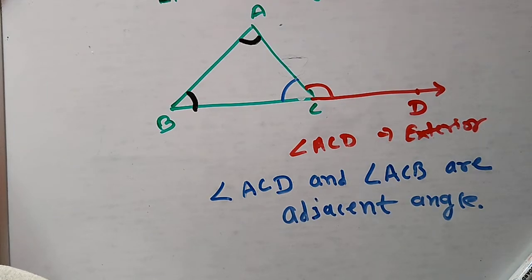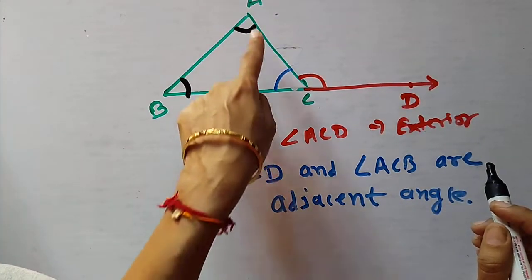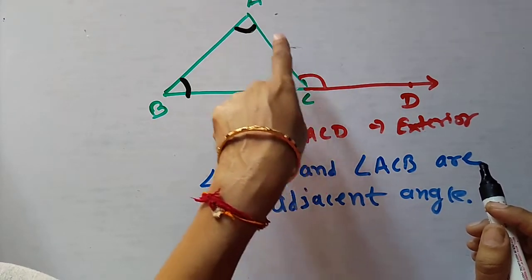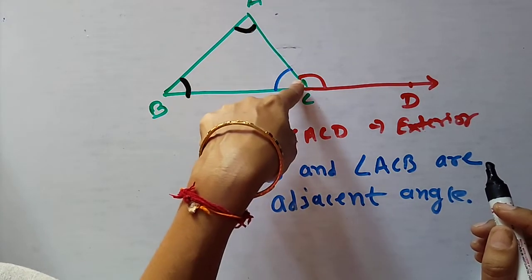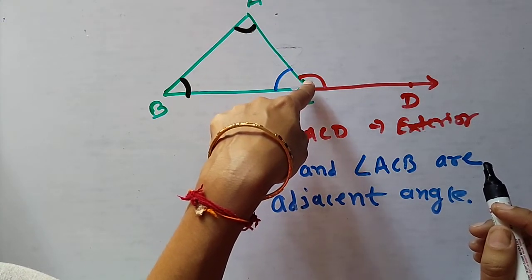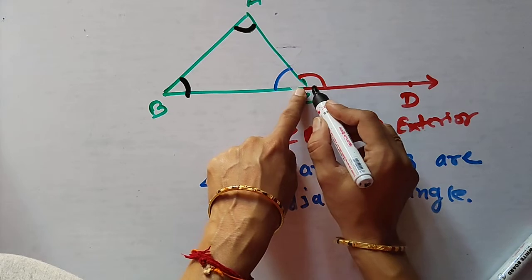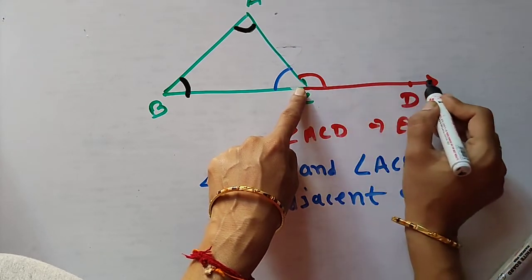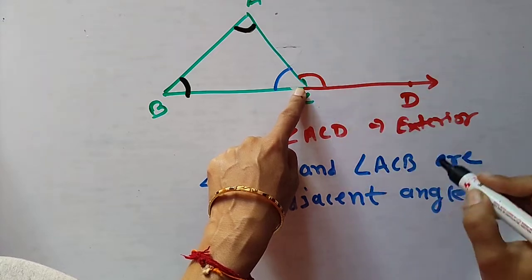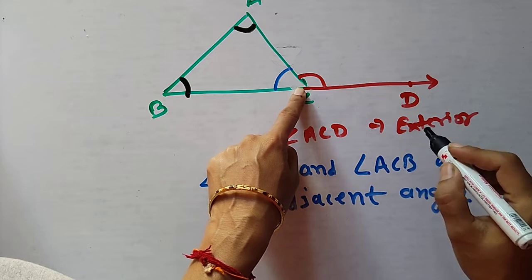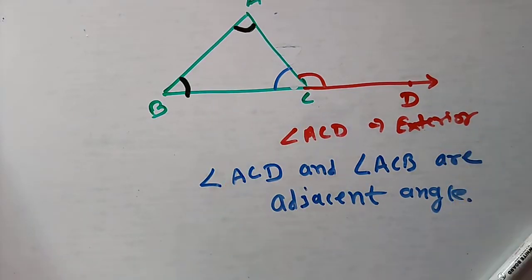Then how can we say it? An exterior angle of a triangle is an angle formed by one side of the triangle and the extension of an adjacent side of the triangle. So here we get the exterior angle, and at each vertex we have two ways of forming an exterior angle. Now you understand this.